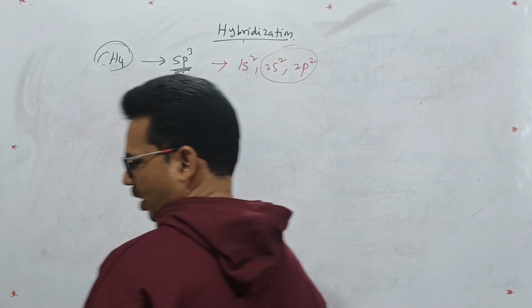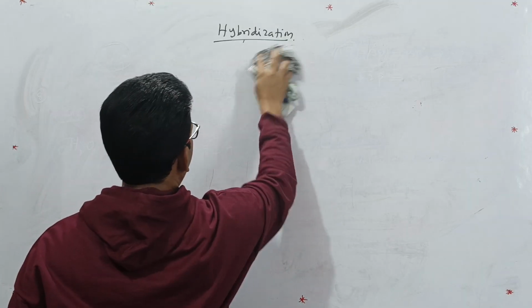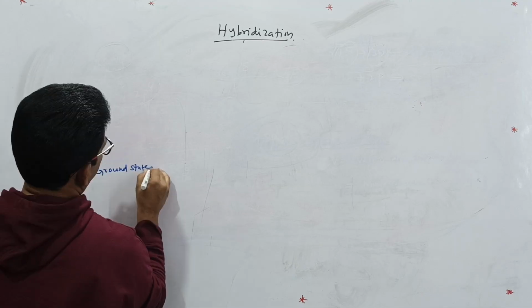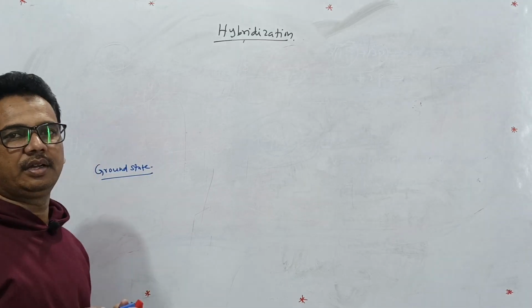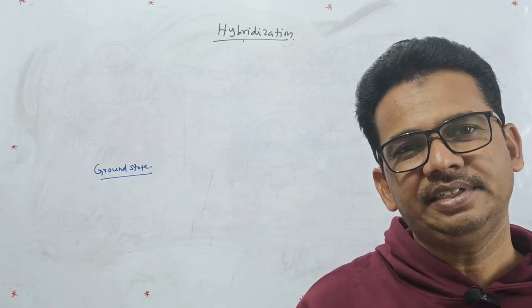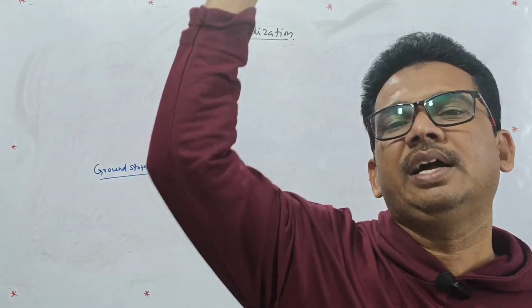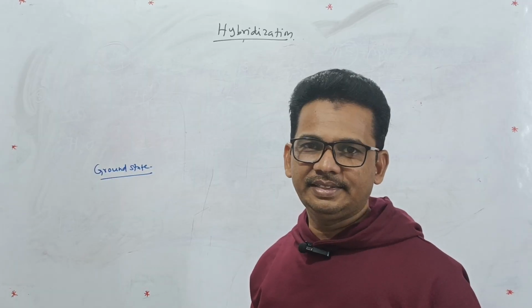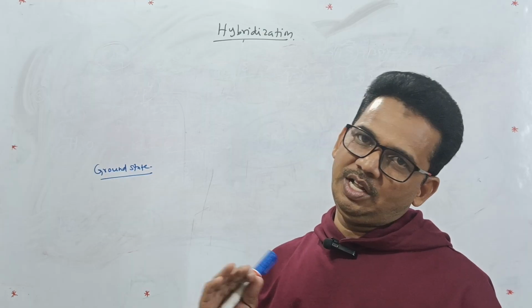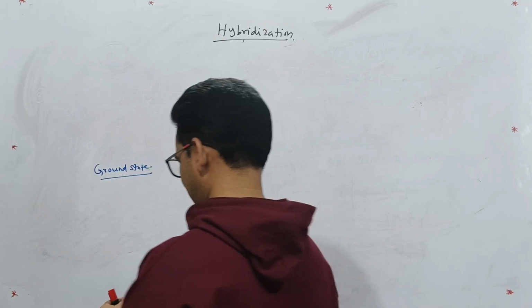How can we write the sp3 hybridization if it is asked in the examination? I will tell you now. First we will take the ground state. For any molecule you take, ground state behavior is different, excited state is different, hybridized state is different. Excited state means they get some energy and are excited from one state to another state. If we as human beings get energy, we also go from one state to another. Is it right or not? After all, these are molecules.